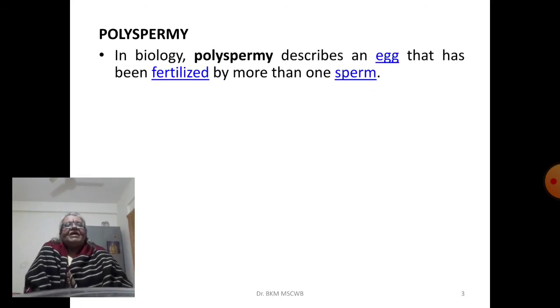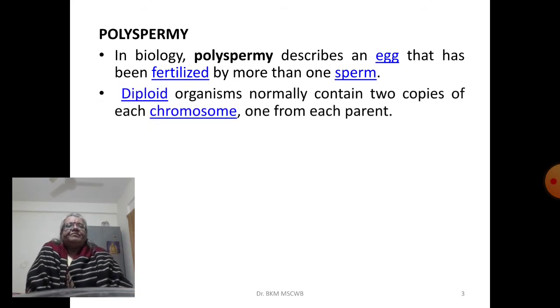Now, in biology, what do we mean by polyspermy? It describes an egg that has been fertilized by more than one sperm. Monospermy, mono means single, is where the egg is fertilized by a single sperm. And contrary to this, polyspermy refers to, poly means many, many sperms fertilizing one ovum.